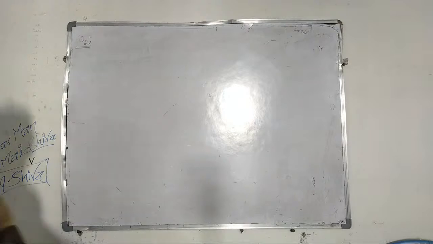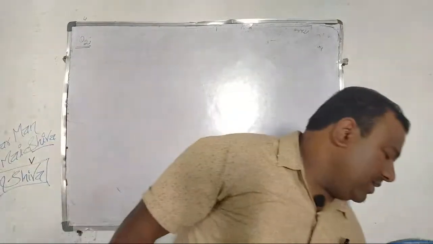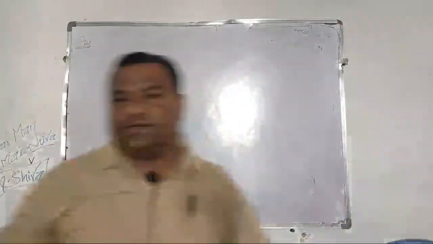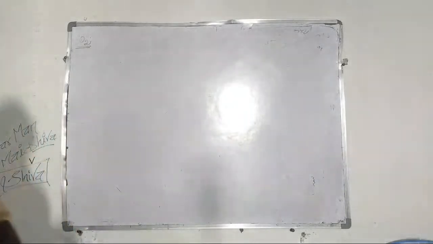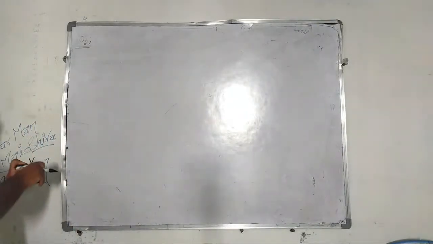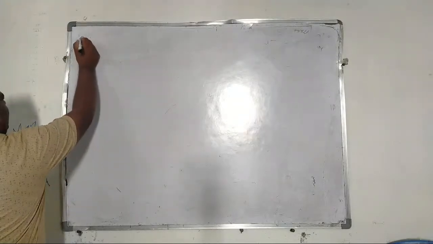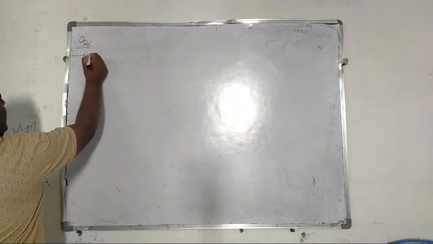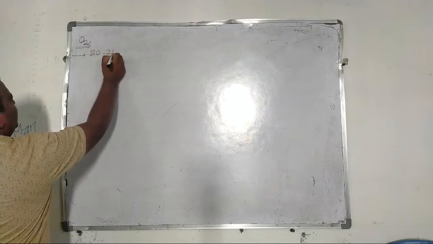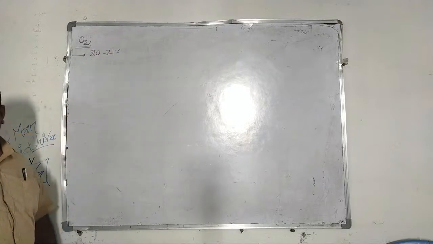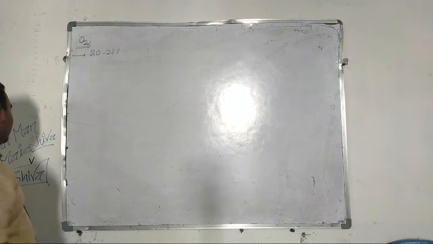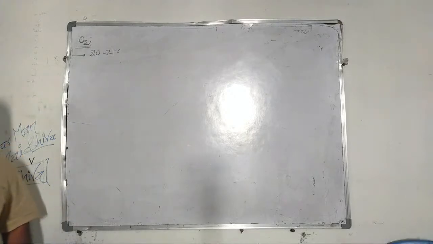Okay. So next, continuing the topic, that is oxygen, hydrogen. After that, oxygen. You know very well, in the atmosphere, listen, first point: oxygen is 20 to 21% in the atmosphere. In water, oxygen is also present.